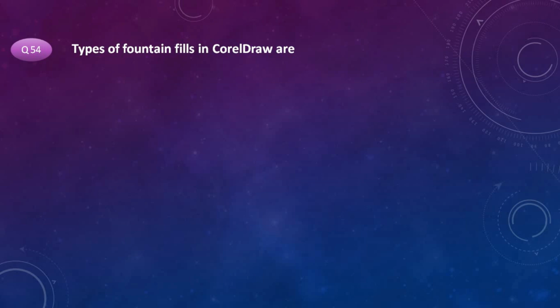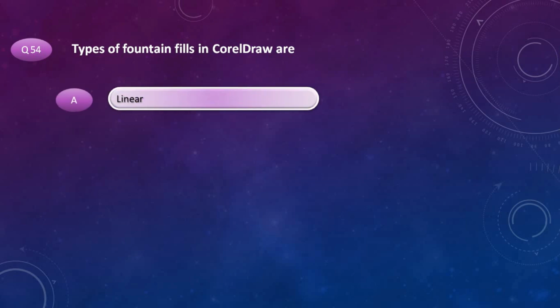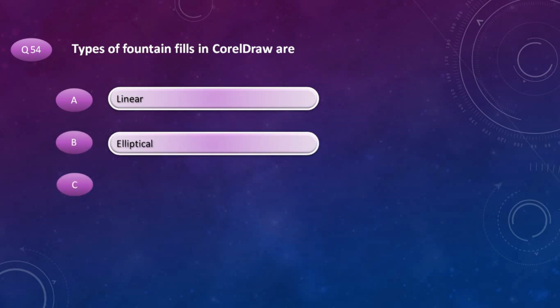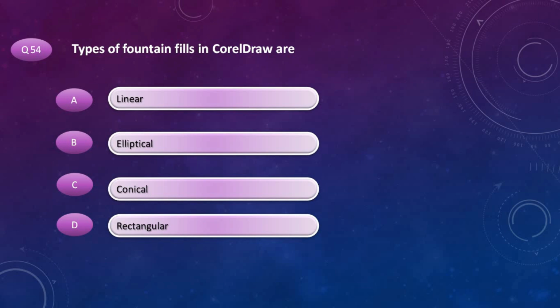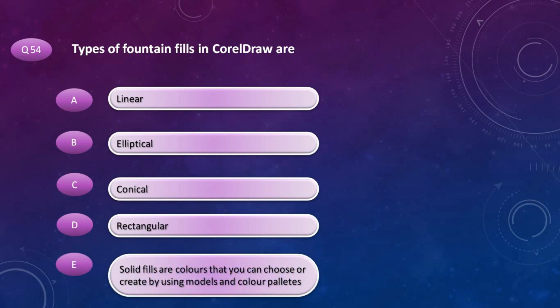The next one, types of fountain fills in CorelDRAW are linear, elliptical, conical, rectangular, and solid fills.